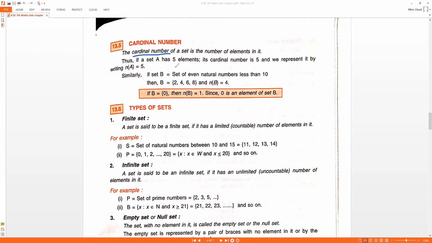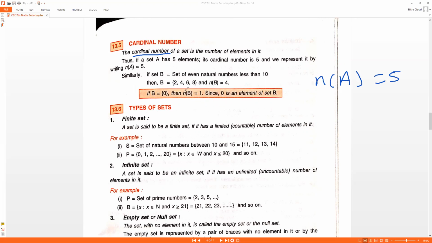So if set A has 5 elements, its cardinal number is 5, and we represent it by writing n of A. How do you read this? n of A, not "N". n of A. That means the cardinal number of set A is 5 because it contains 5 members or 5 elements in it.